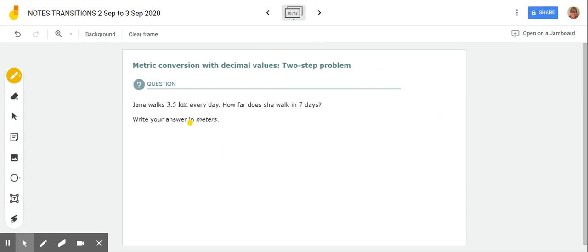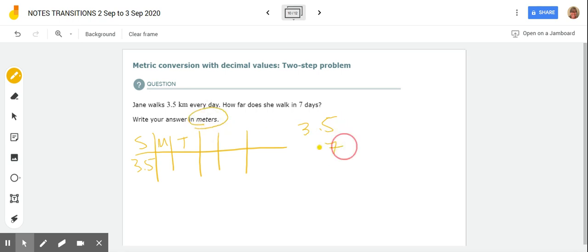Jane walks 3.5 kilometers every day. How far does she walk in 7 days? I've seen people actually do this, believe it or not, where they go Sunday, Monday, Tuesday, and then 3.5. Honestly, this is just a multiplication, okay? But they want you to change kilometers to meters. That's the trick. 3.5 times 7 is 35.